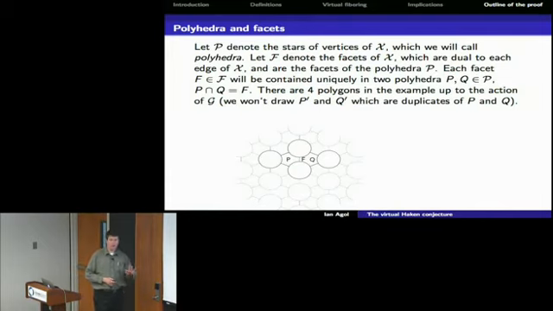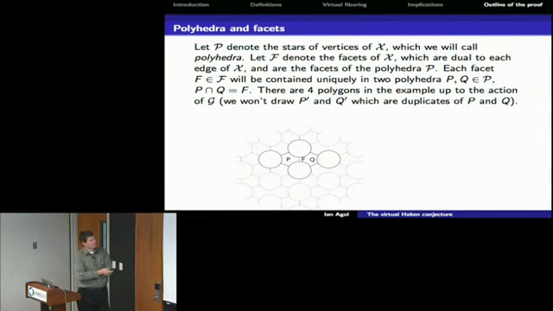There'll only be 4 polyhedra because there were 4 hexagons in our original surface. And there'll be some number of facets. So here's an example of a facet. We have P, Q, and a facet between them. Then the intersection between P and Q is this facet F.